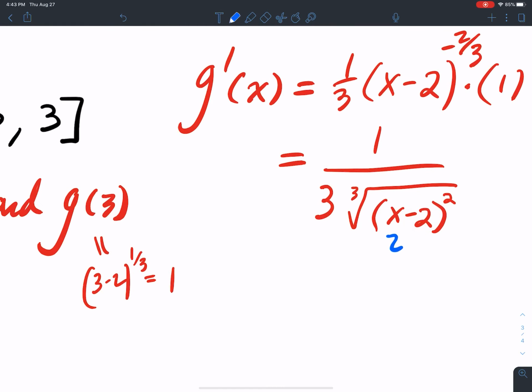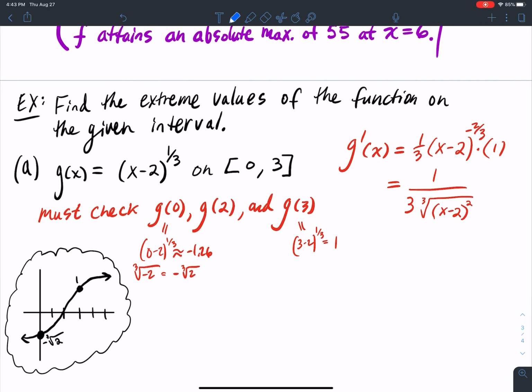Well, if I plug in 2, that's 2 minus 2, which is 0. 0 squared is 0. Cube root of 0 is still 0. So x equal to 2 is a bad value. So x equal to 2 is one of my critical values, okay? Based off of our definition for finding critical values, set the derivative equals 0 or does not exist.